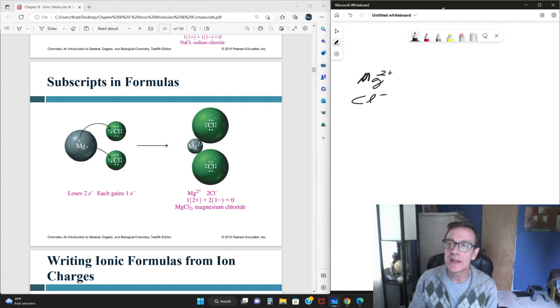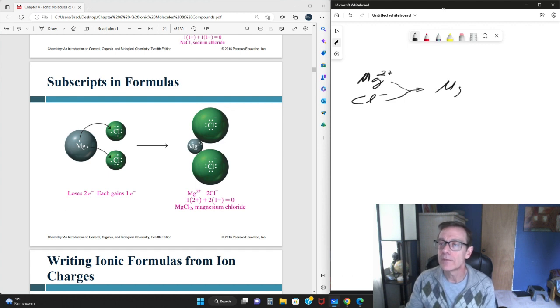So since magnesium wants to give up 2 electrons and chloride wants to gain an electron, the formula of that is 1 magnesium atom and 2 chloride atoms, or magnesium chloride. Okay, balanced out the 2.